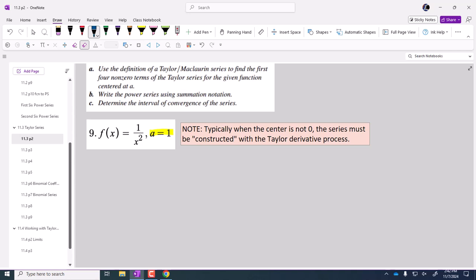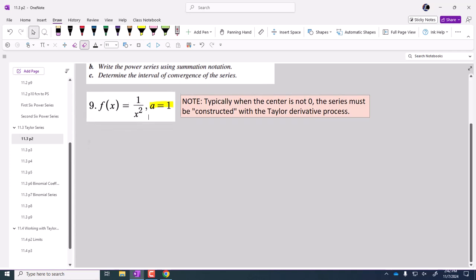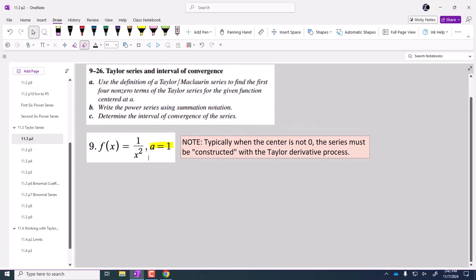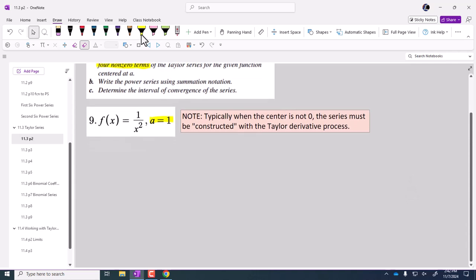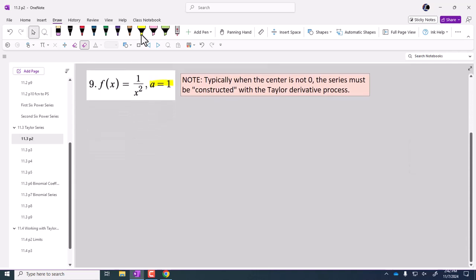Okay, so let's make sure we see what it's saying. It says write the power series in summation notation, find the interval of convergence, and it says 4 non-zero terms. So on the test you'll be told how many non-zero terms you want to create. Now this has one thing that we're going to do here that we are not going to do on the test, that I'll point out as we get through this.